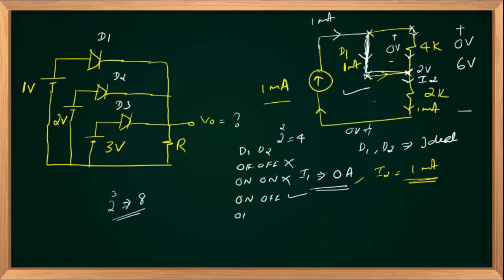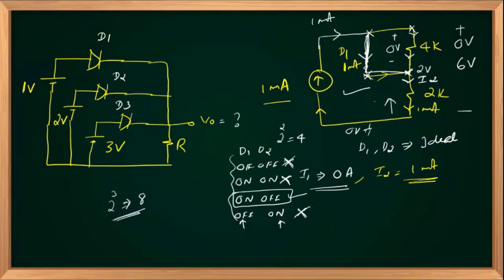And the other case was D1 off, D2 on. That is also not possible. Actually, we have to draw 4 different circuits for the given problem and analyze each circuit. Then we will understand that both never stay in off mode, both never stay in on mode. If D1 is off, D2 never becomes on. So the only possibility is D1 on, D2 off, and that was our solution.